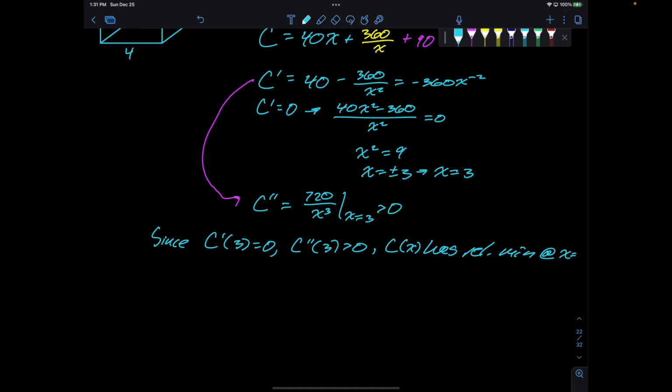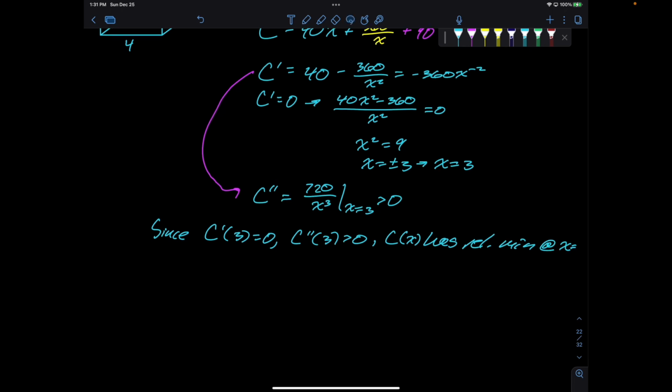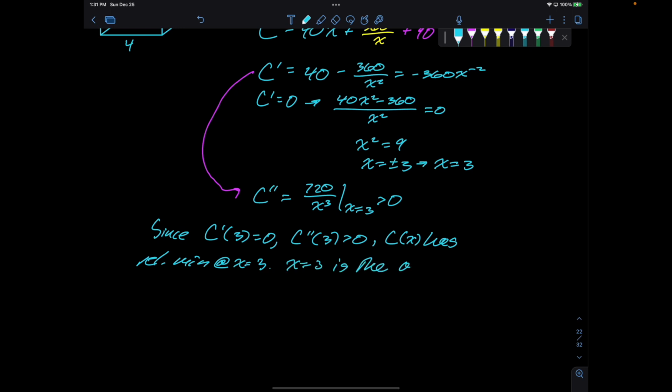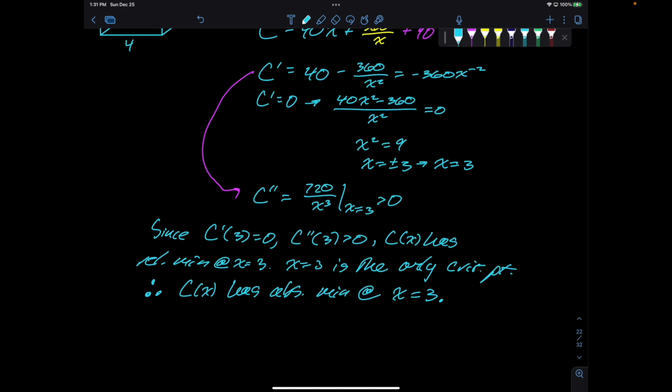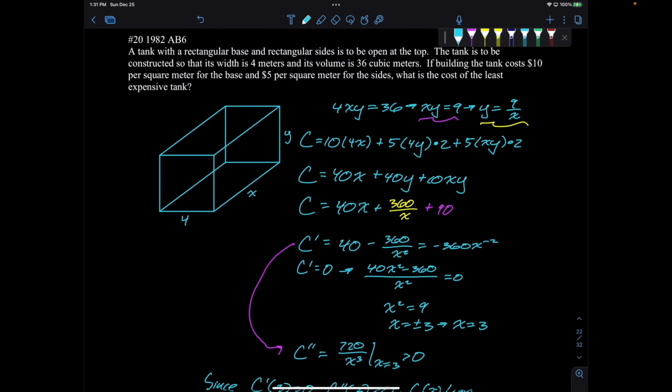at x equals 3. Oop, I'm right up against the edge. I just assume I have an infinite scroll, which I do not. Be nice though. x equals 3 is the only critical point. Therefore, C of x has an absolute minimum at x equals 3. And then the real question is, is that the answer, or do we have to do something?